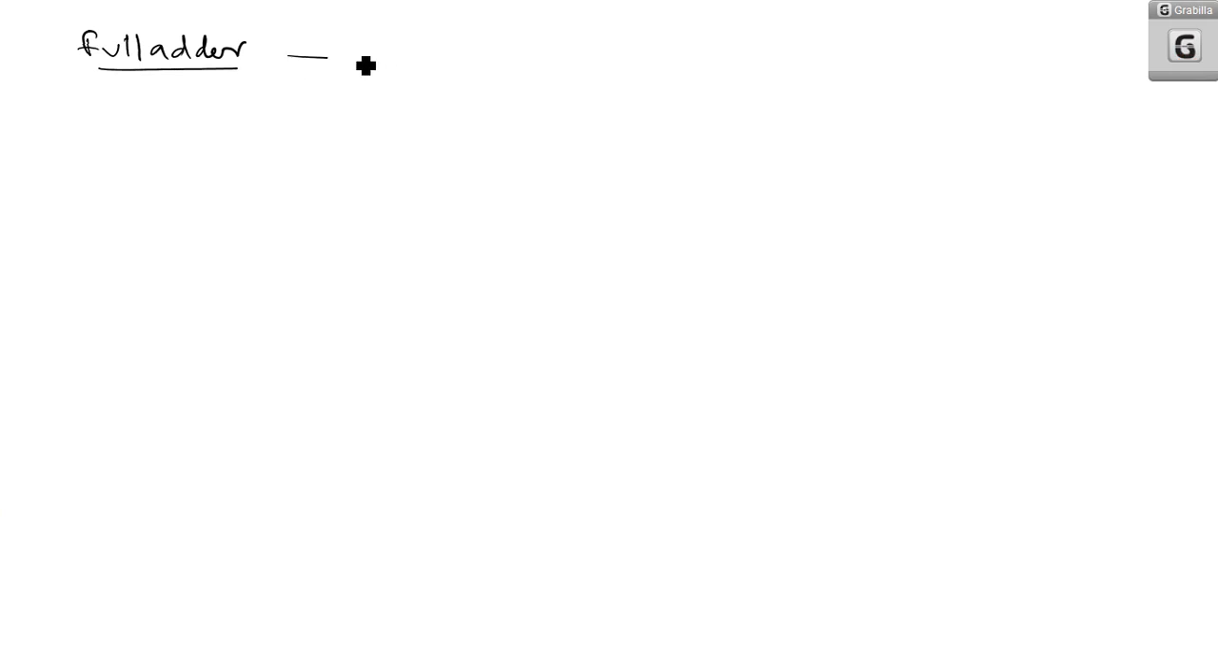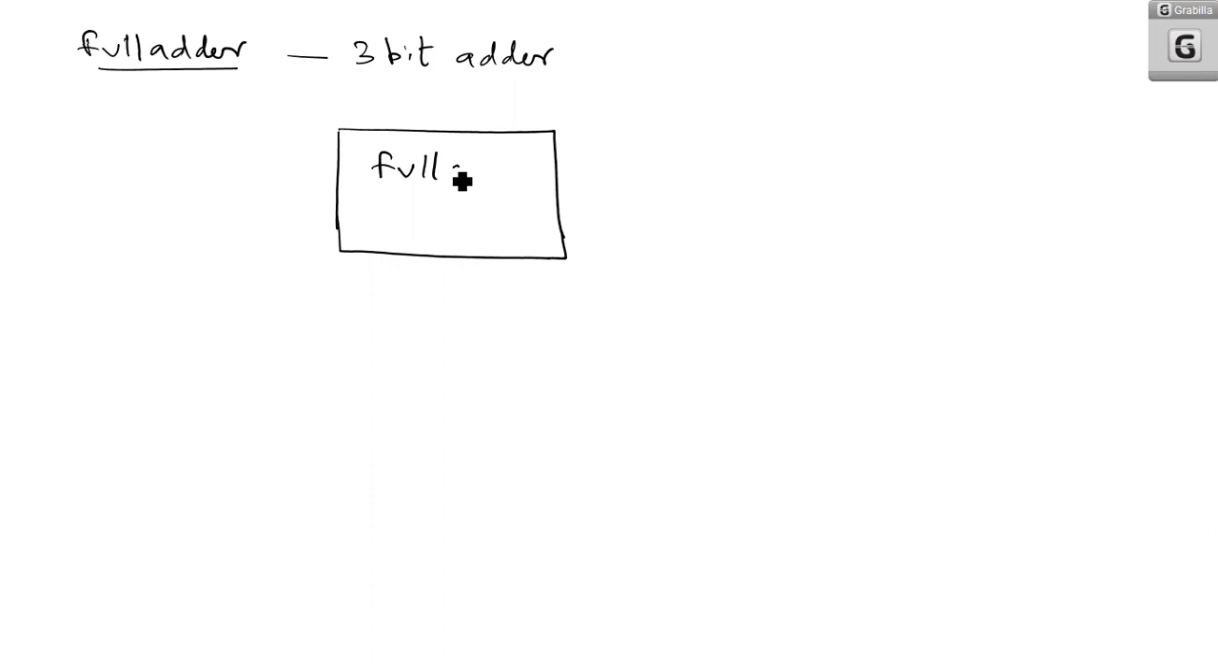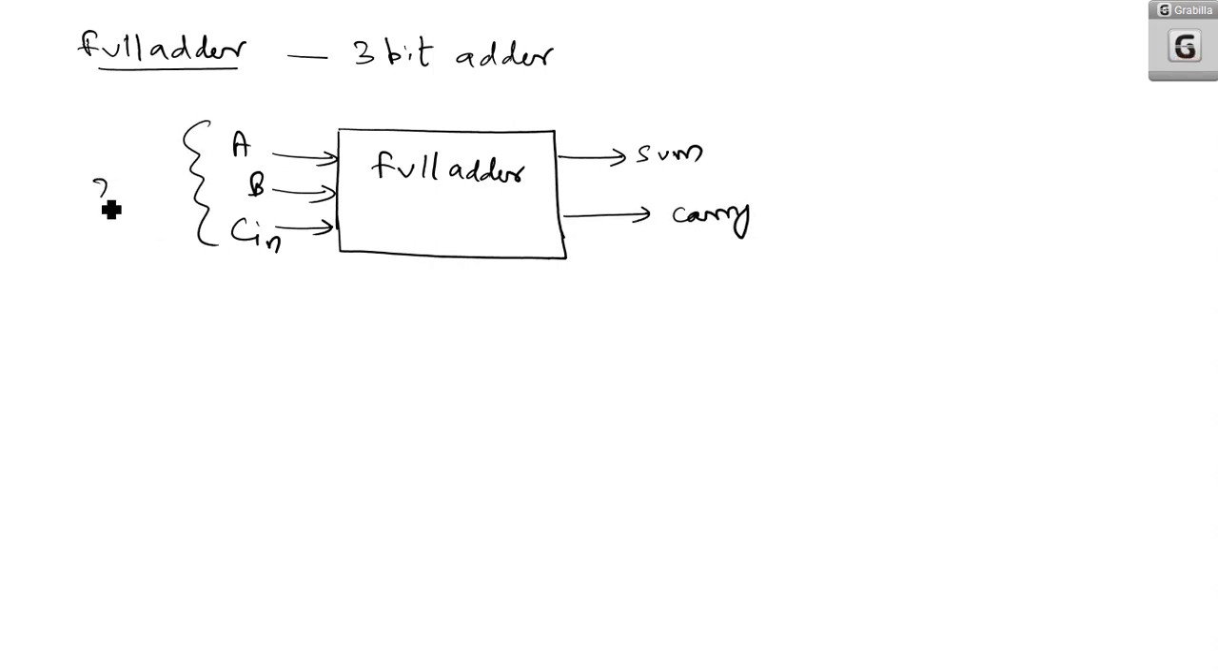Full adder is basically a 3-bit adder. If you are drawing the block diagram of a full adder, it has 3 inputs, say A, B and input carry. Outputs are sum and carry. So it has 3 inputs and 2 outputs.